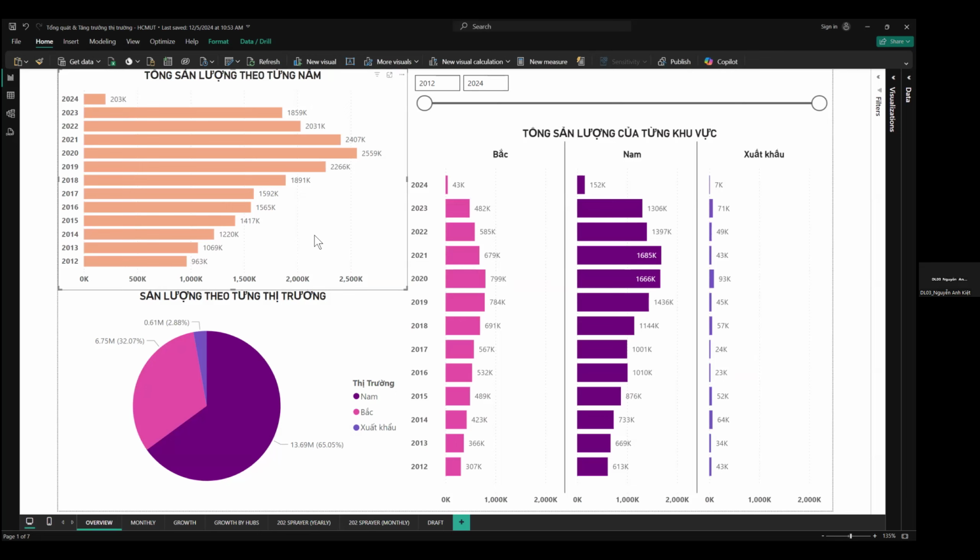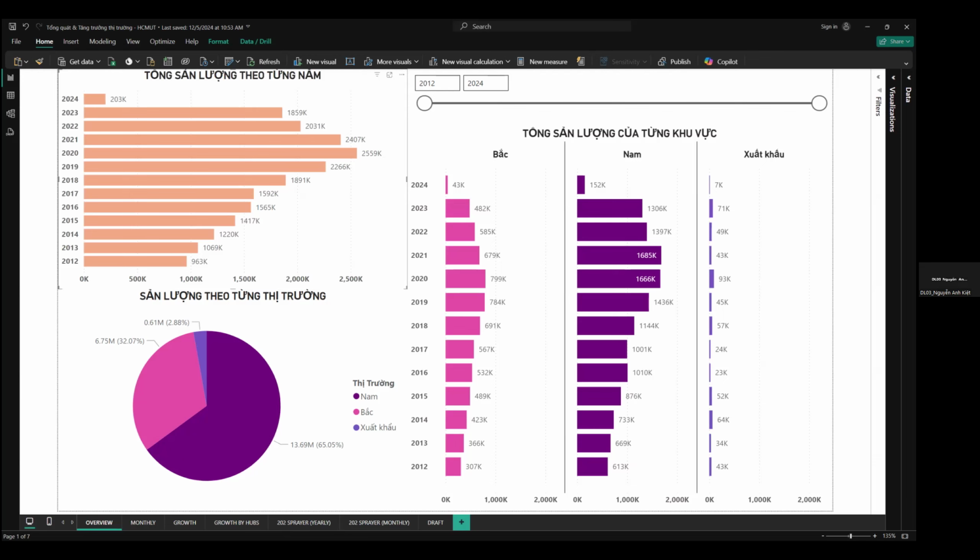The sales trend showed significant growth from around 963,000 in 2012 to a peak in 2020 of around 2,559,000. But after that, there's a gradual decline, and it's just around 1,859,000 in 2023. So this suggests market expansion in earlier years followed by recent challenges or reduced demand. But despite the dip, the production remains pretty strong compared to the pre-2016 period.